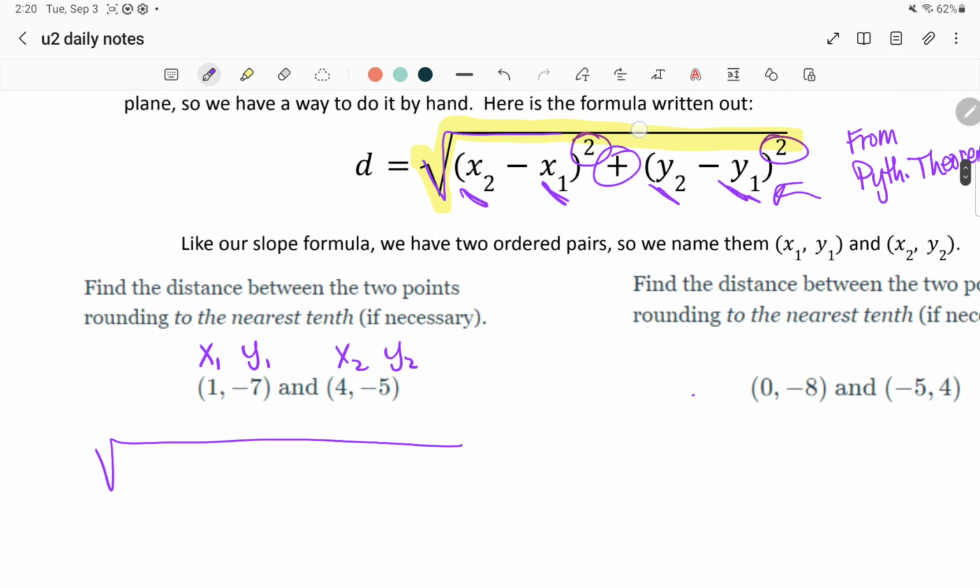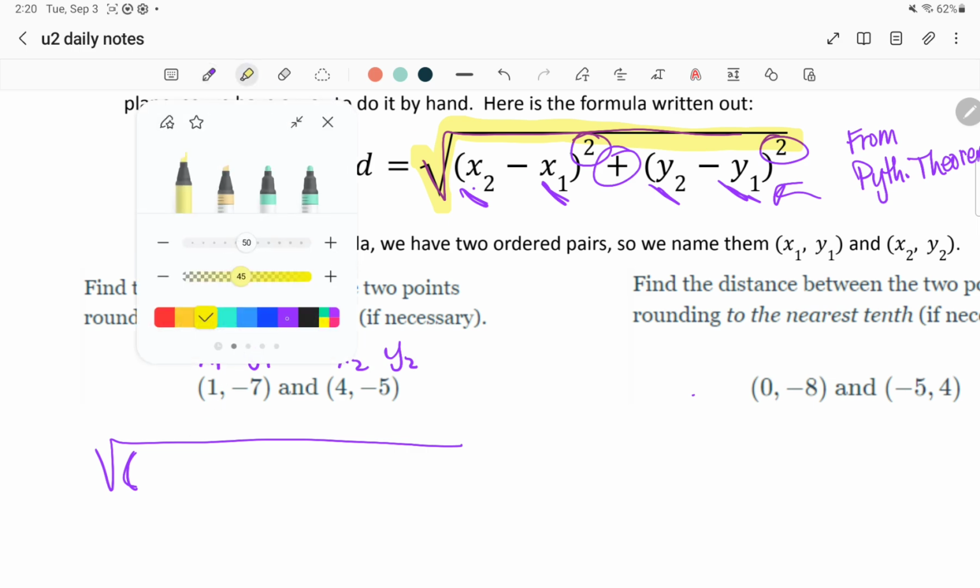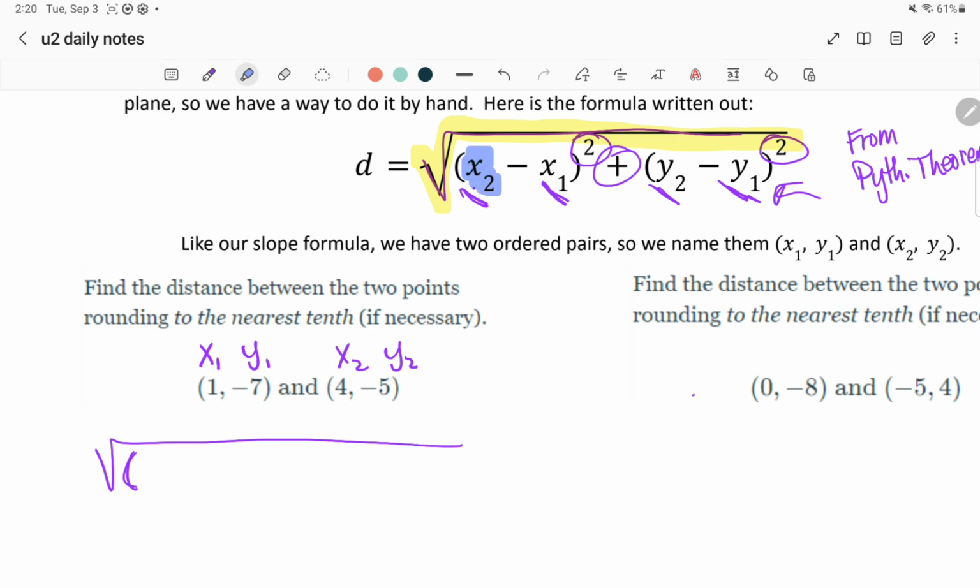So I'm going to keep it on the screen. We're just going to copy exactly what we see. And anytime that there's x2, y2, we're going to put in the number instead of x1 or whatever. Okay, so I've got my square root and I've got my parenthesis. First thing is x2. I have here that x2 equals 4. Okay, minus x1 is 1. Close the parenthesis and square it.